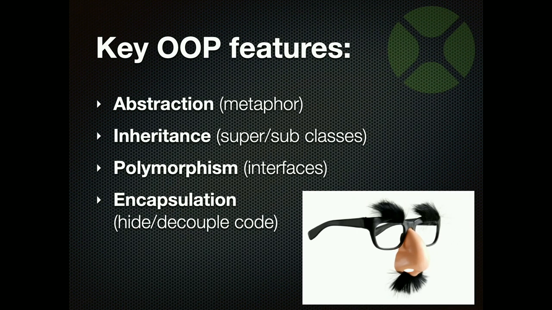So the four key things that you do with OOP: we have the abstraction layer, which is basically just the object metaphor. When we call stuff objects, it's not literally an object, it's just a metaphor, right? We have inheritance, which we've all used probably, where you have the super and the subclasses. You have polymorphism, which I used real basic for, I don't know, maybe 10 years before I figured out what interfaces were, which is polymorphism.